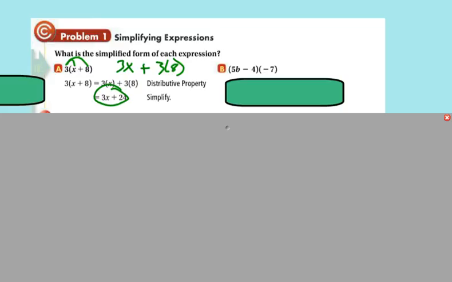We're going to do the same thing with letter B, only the number is in the back. That's okay. So here's what I'm going to do.